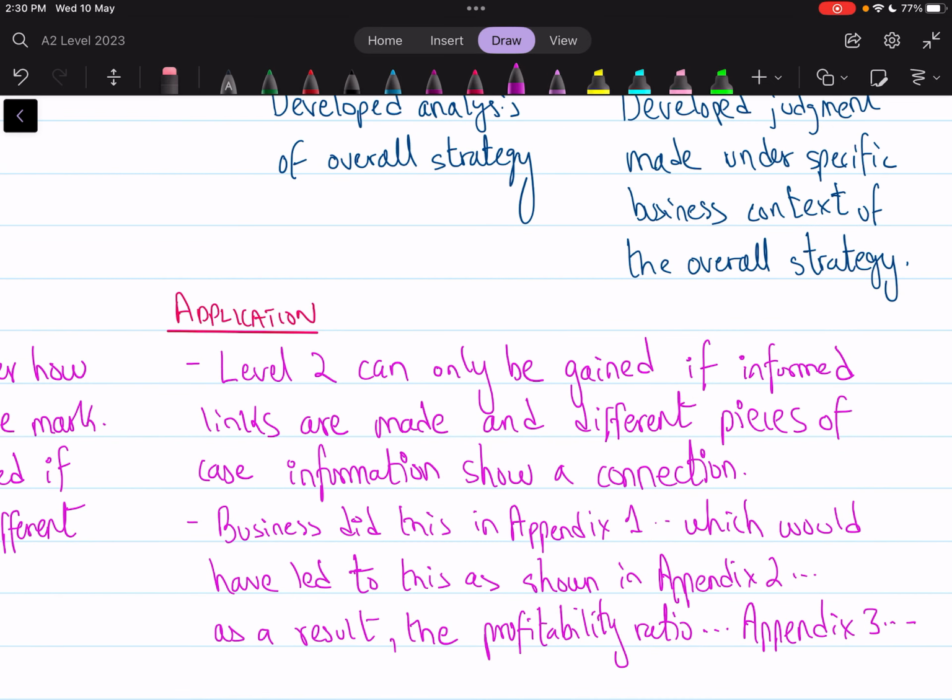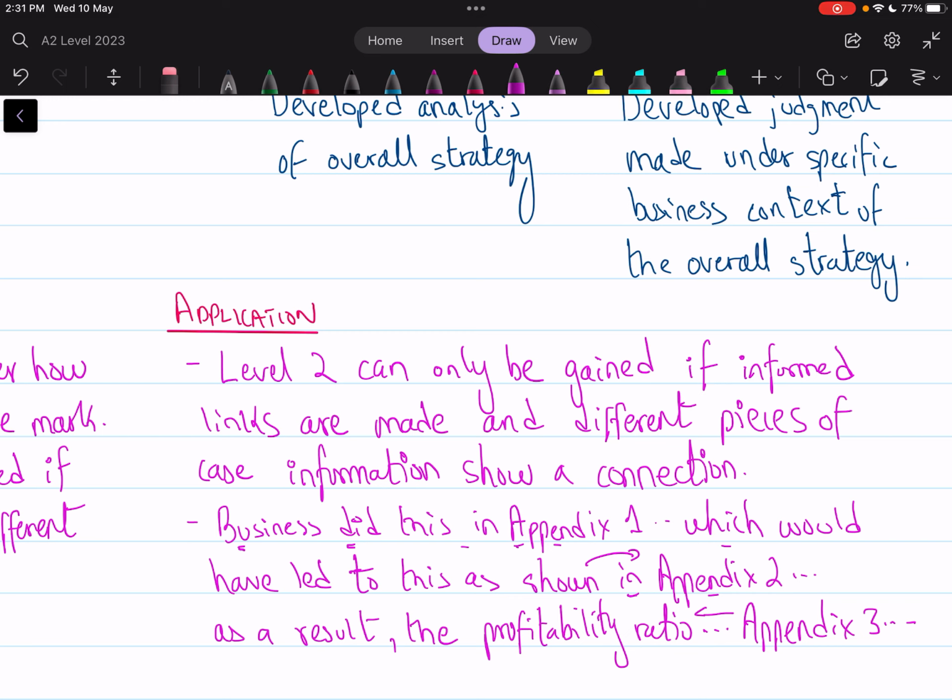Application: how to gain 2 out of 2 on application. It's very important to form as many links from the case as possible. For example, I have written an example: the business did this in appendix 1. Let's say it's written that the business bought another factory to increase capacity, and appendix 2 shows you the increase in market share, for example, or the increase in output. You are given data of capacity utilization and the total output, or total production in units. So what you did was first talk about what the business did in appendix 1, which would have led to something happening in appendix 2, eventually leading to something happening in appendix 3.